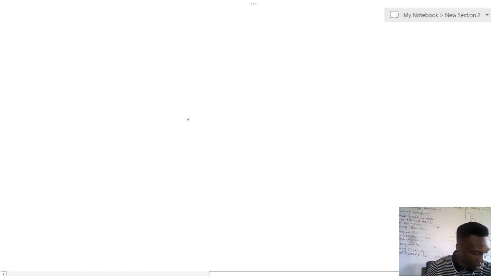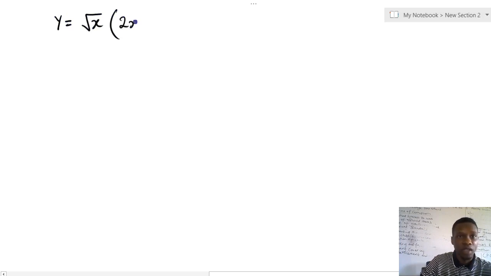If we're given this as a value of our y, y is equal to root x times brackets 2x plus 1 raised to the power of 3. Let's solve this. Now, it will be futile to expand this. It will work, but it will be a long process. So what can we do here?